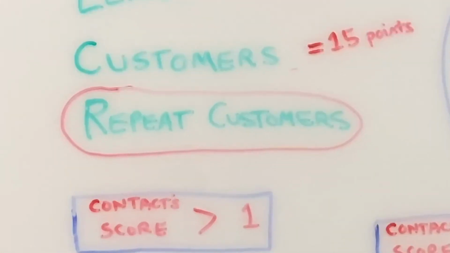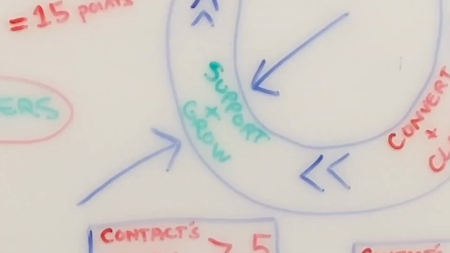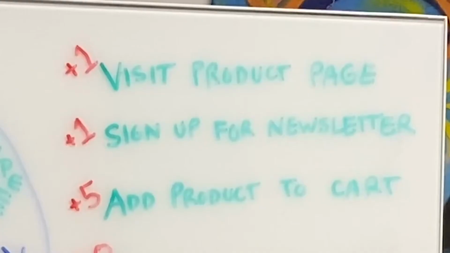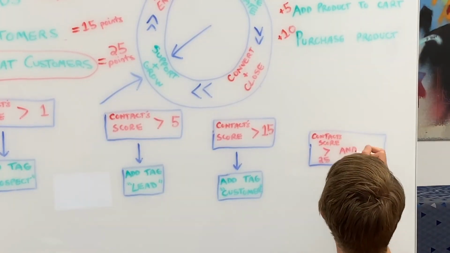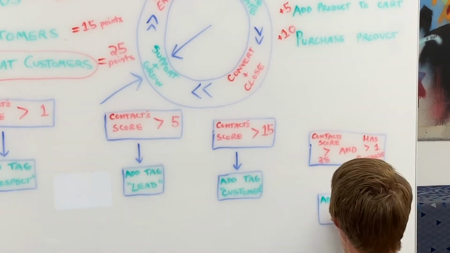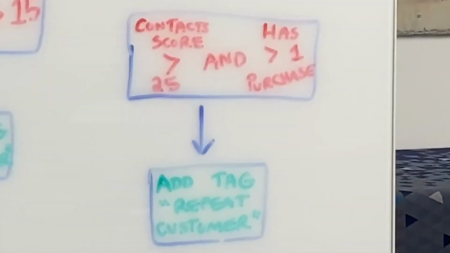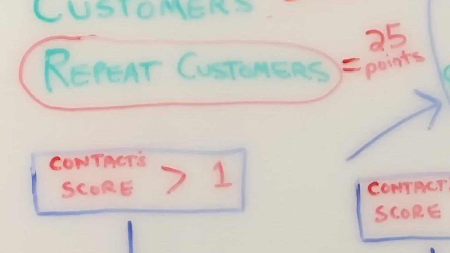Repeat customers are contacts who buy more products from your store over time. Since we already have a scoring rule in place for purchasing a product, we'll add 10 points to their score every time they make an additional purchase. We'll create an automation that tags them as a repeat customer if their score is above 25 points and they've made at least 1 purchase. This extra condition ensures that they're truly a repeat customer and not just a prospect who's looked at your page 25 times because they're indecisive.